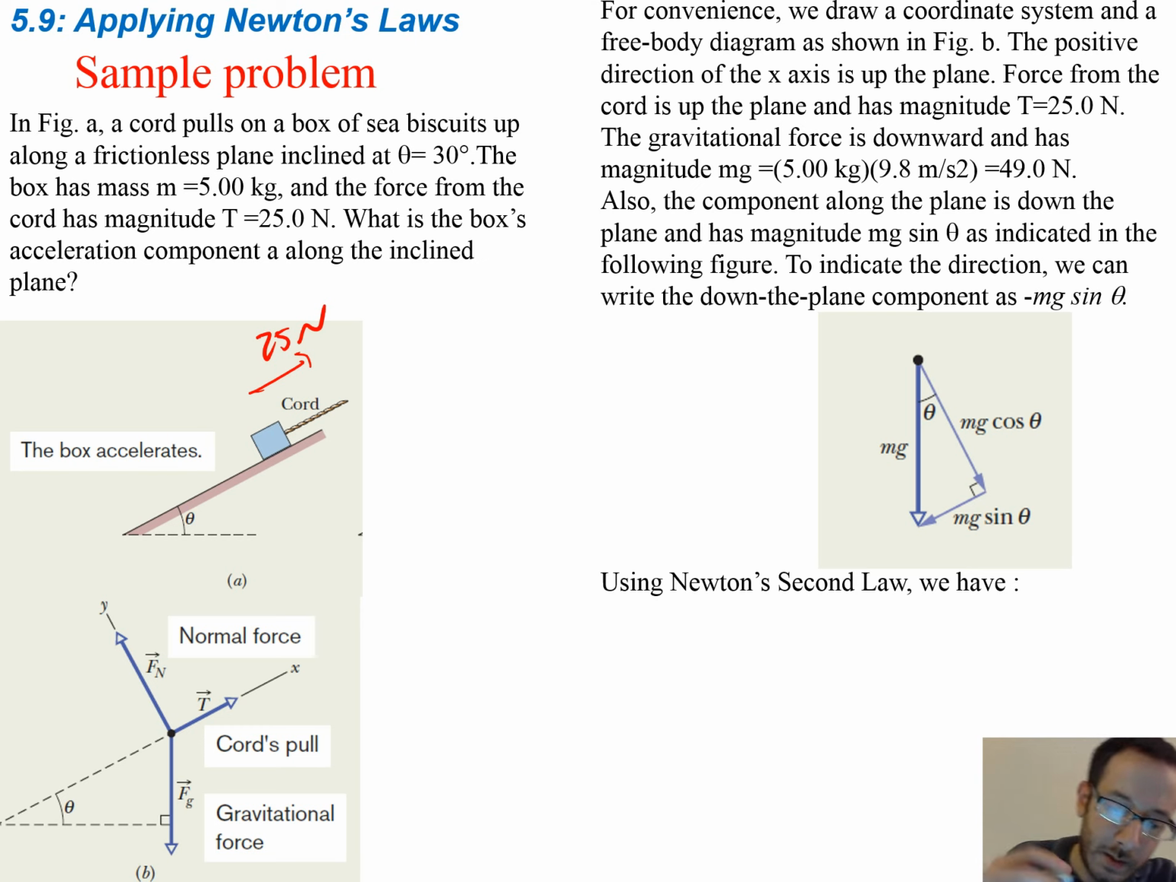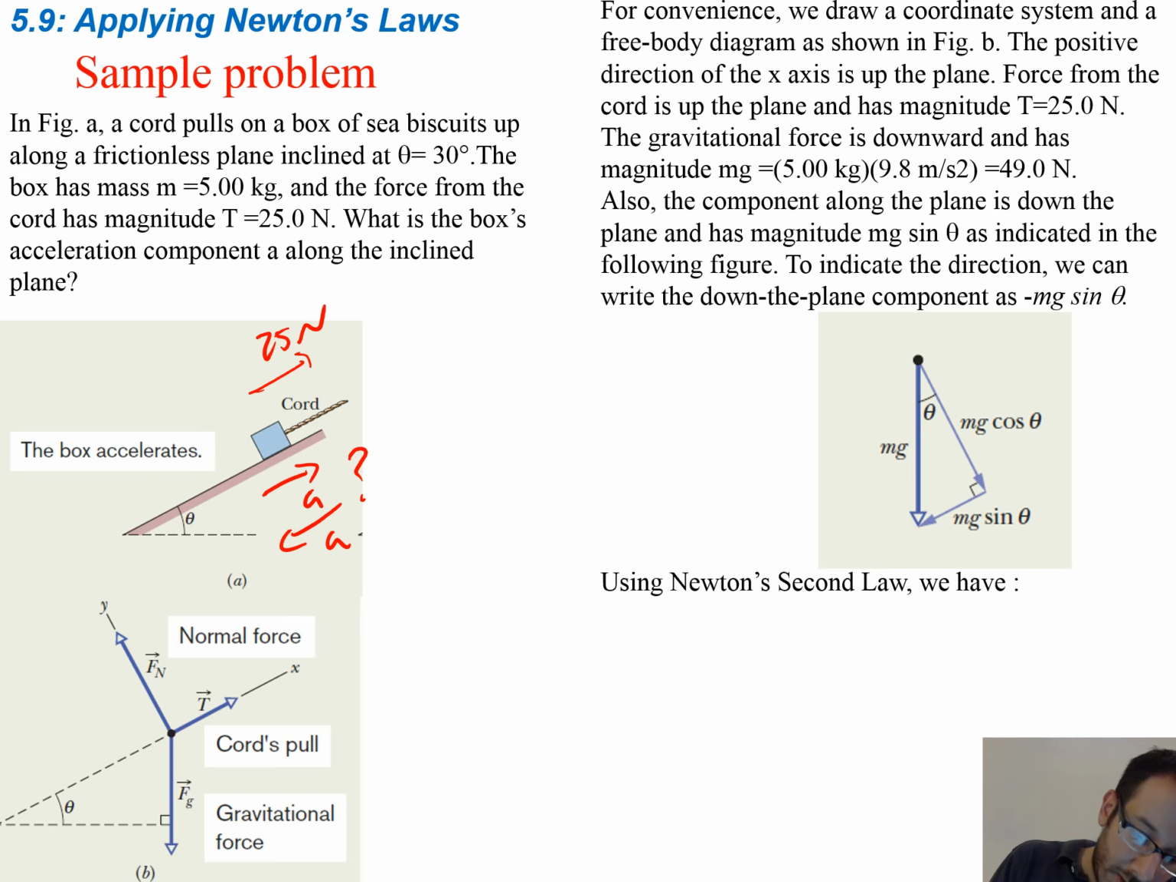All right, so we need to find where it is accelerating. Is it accelerating in this direction or in this direction? We're not sure. Or it might not be accelerating at all. We want to see what happens. So for convenience, we draw a coordinate system and a free body diagram as shown in this figure. The positive direction of the x-axis is going to be up the plane.